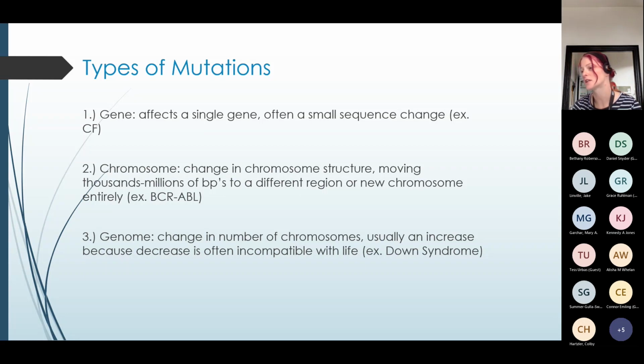A chromosomal mutation is a change in chromosome structure that involves more than just one or a few bases. It's moving thousands or millions of base pairs to a different region or a new chromosome entirely. An example of that is BCR-ABL.